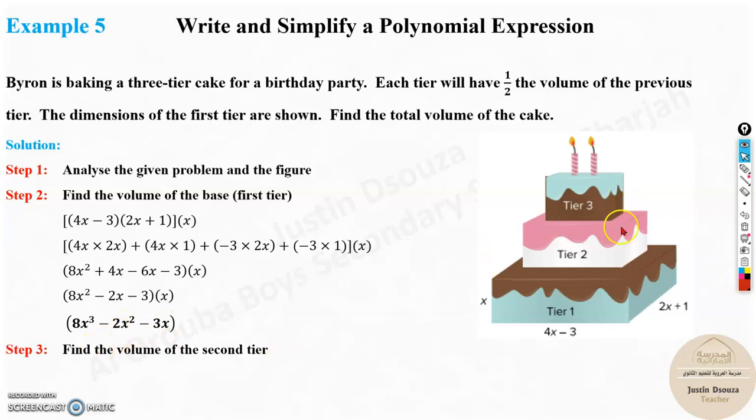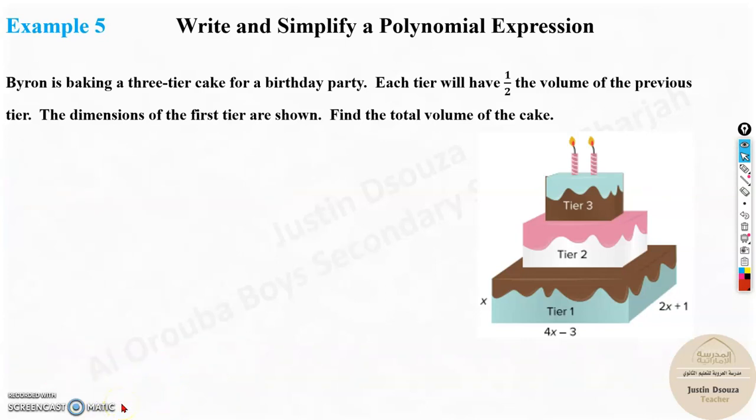How to find the second tier? Half of this, just multiply this by half. You will get 8 by 2 is 4x cubed, minus 2 by 2 is 1, that is x squared only, minus x squared, and minus 3 by 2 or 1.5x. That's the answer. Next, find the volume of the third tier, the last one.